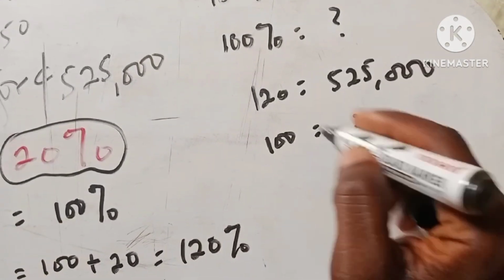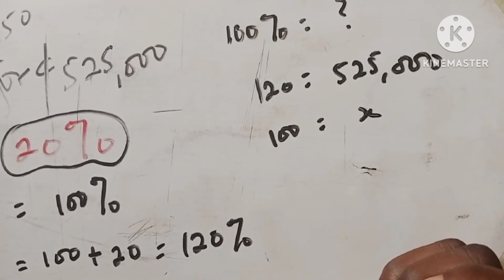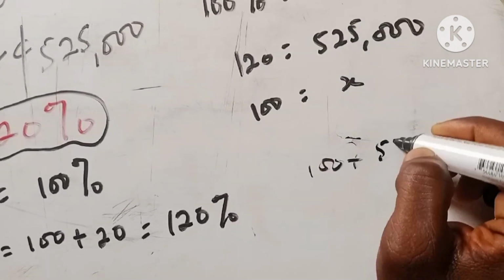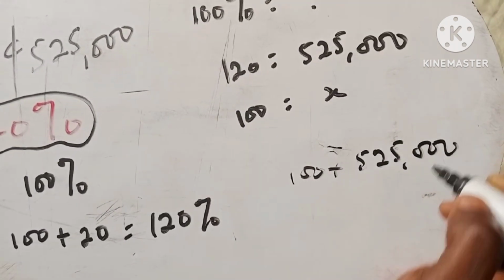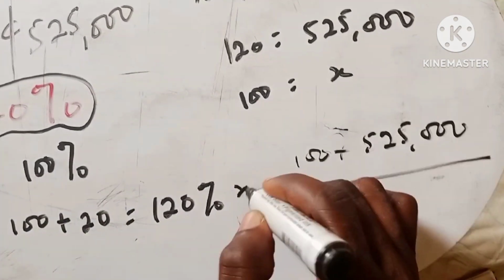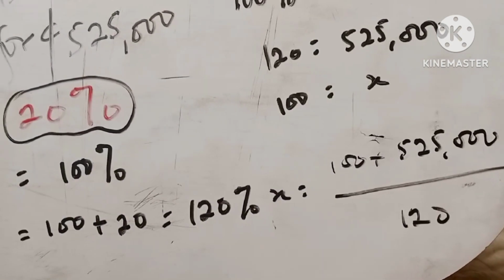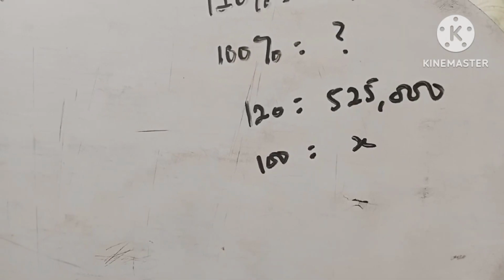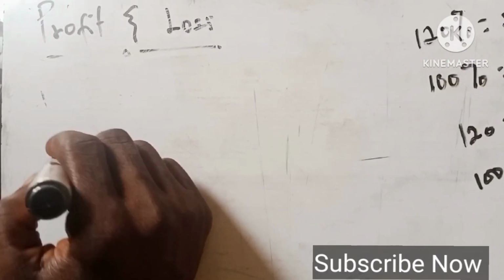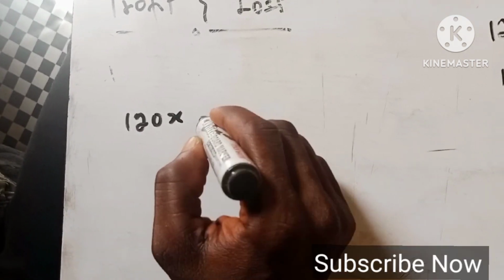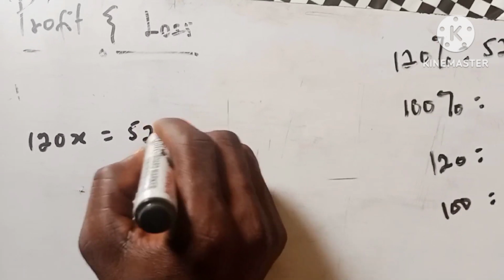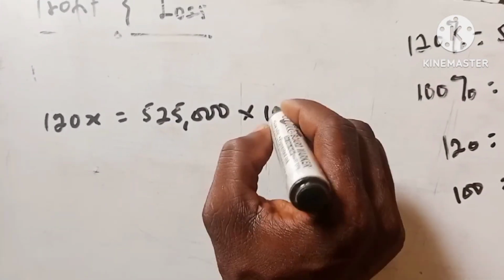You cross multiply and then divide. Here we are going to have 100 multiplied by 525,000, everything divided by 120. If you don't know how to solve this, let's do that clearly. From this point you have 120 multiplied by x, and that is equal to 525,000 multiplied by 100.